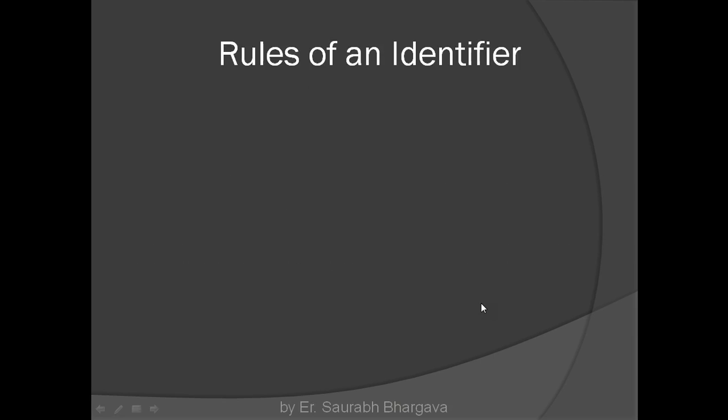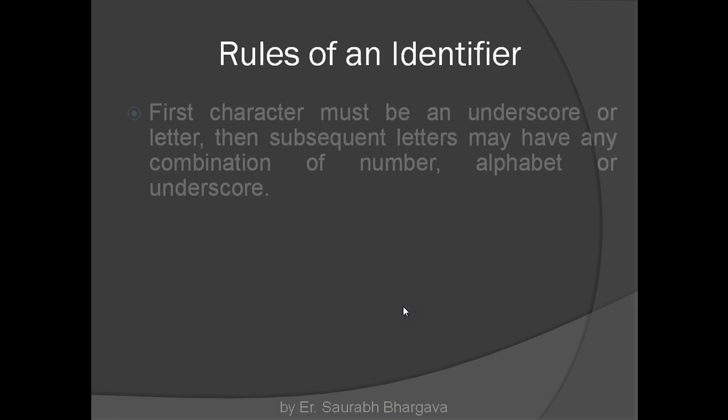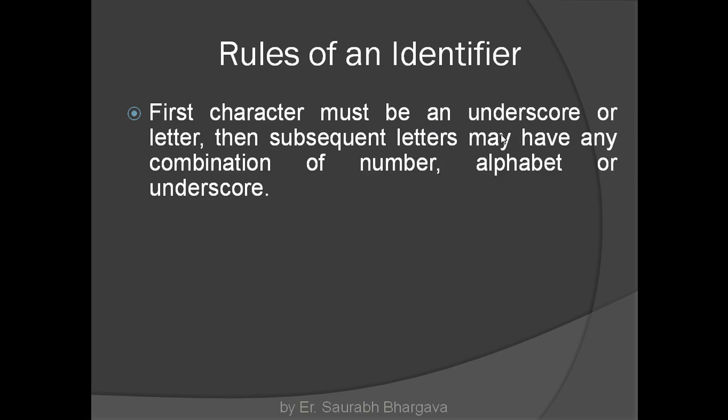Rules of an identifier. An identifier is the name of a variable, function or array. The first character must be an underscore or a letter. Then subsequent characters may have any combination of numbers, alphabets or underscore. The first character must be an underscore or letter, then there may be any combination of numbers, alphabets or underscore.